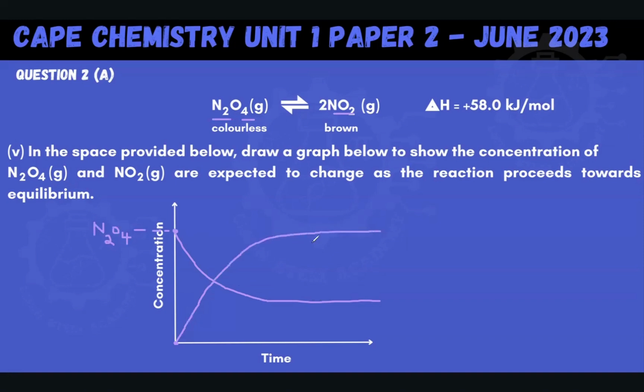Okay? So this curve here represents my NO2 gas and how its concentration changes over time. And then this shows how the N2O4 falls down over time and then finally equilibrates. So that's my N2O4 gas. That's what that curve there represents.